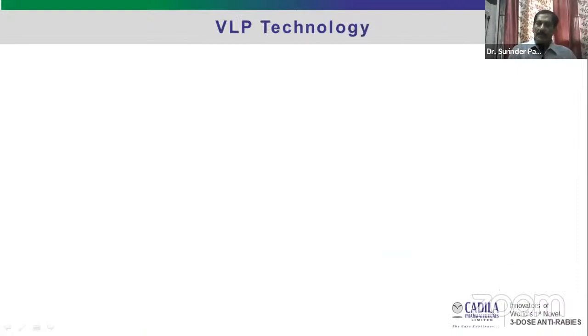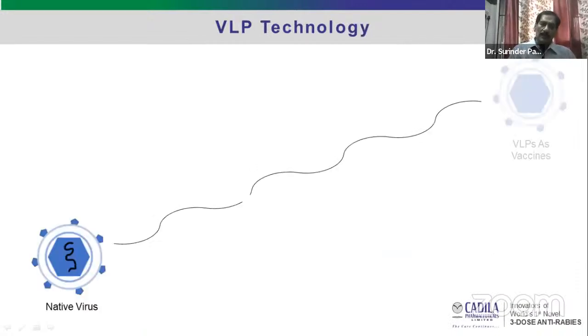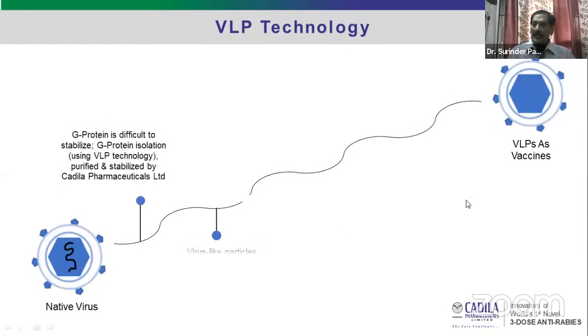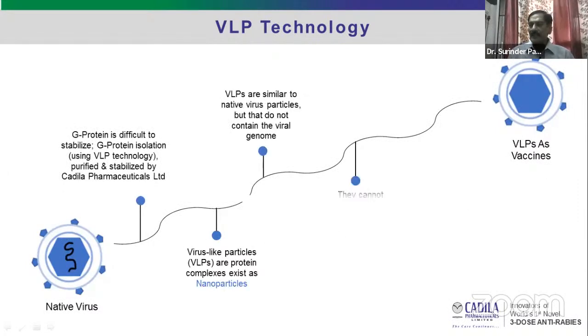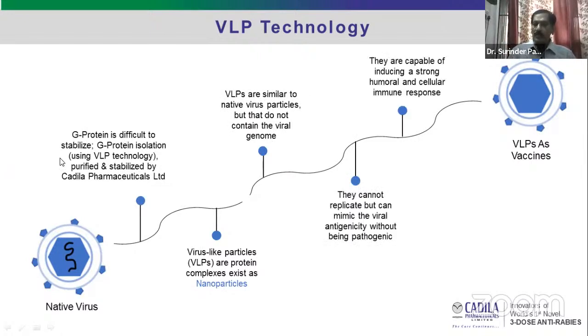So what is VLP technology? Here we can see the native virus, and this has VLP as the vaccine. On the surface, G proteins are there. Here the G protein is difficult to stabilize. So this is the point here. We have the G protein on the surface, but it is difficult to stabilize. G protein isolation using VLP technology has been purified and stabilized by the Kerala Pharmaceutical Limited.